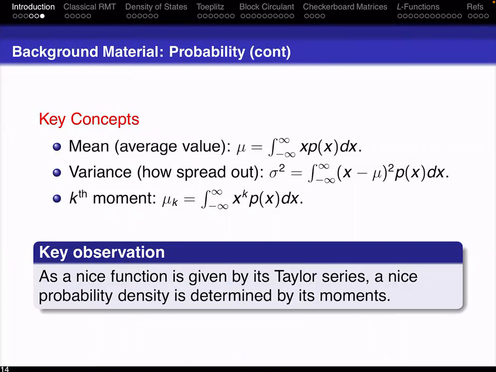This is not always the case, but this is why we have classes like complex analysis, to allow us to really prove what we need to be able to uniquely determine the probability distribution. We won't worry about that.